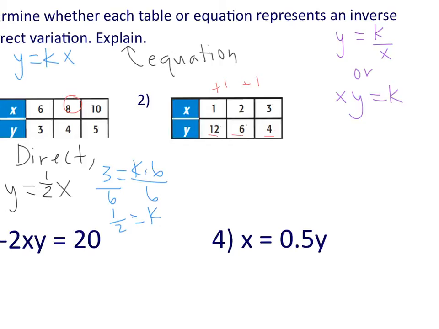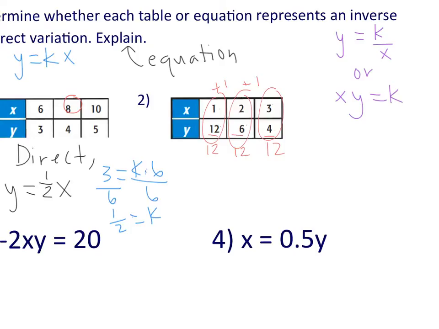Does the product of two values remain constant? Which means x times y should always give us the same output no matter which pairs that we choose. So 1 times 12 here equals 12. 2 times 6 here also equals 12. And 3 times 4 equals 12, not 13. So all of the values multiplied together give us the same constant. So therefore, now we know we have inverse variation.